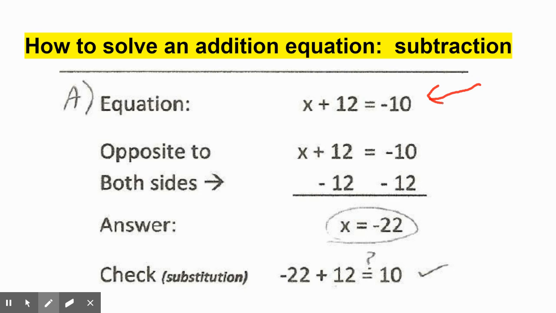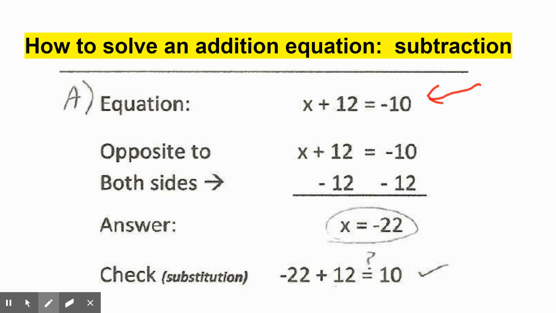So here we go. As you can see, we have x plus 12 equals negative 10. So we're looking for what number, when you add 12, gives you negative 10. Right? Just looking at that, you know the number has to be a negative number because I ended up negative and I added a positive 12.